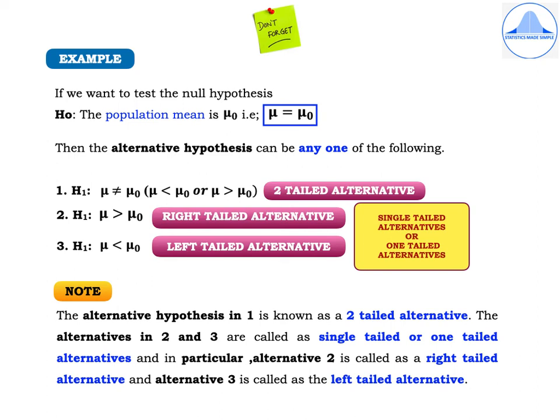And if you observe very carefully, H0 will always have the equality sign, whereas H1 can have either the not equal to sign or the greater than sign or the less than sign. So for every problem, we will have only one null hypothesis and only one alternative hypothesis. And how we choose the alternative hypothesis will depend on a particular problem which I'll be discussing in my next videos.